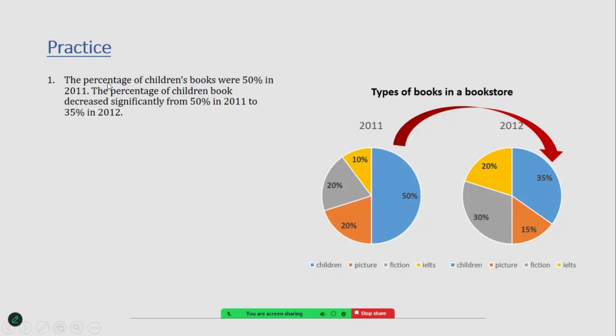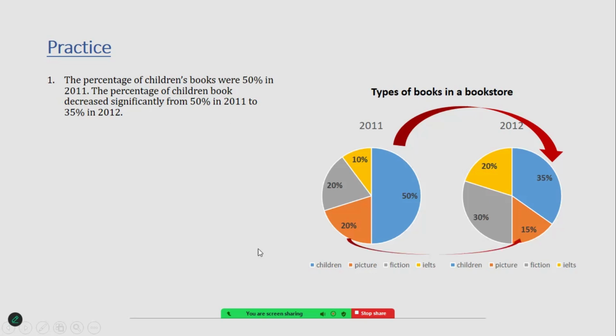The percentage of children's books were 50% in 2011. Were because it's in the past. The percentage of children's books decreased significantly from 50% in 2011 to 35% in 2012. This is the structure we learned in the last lesson.